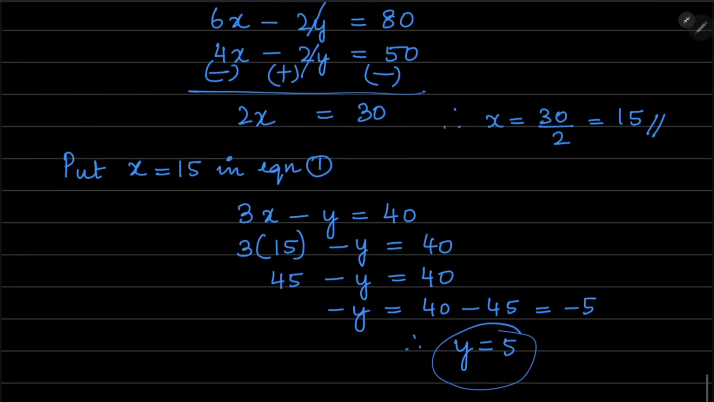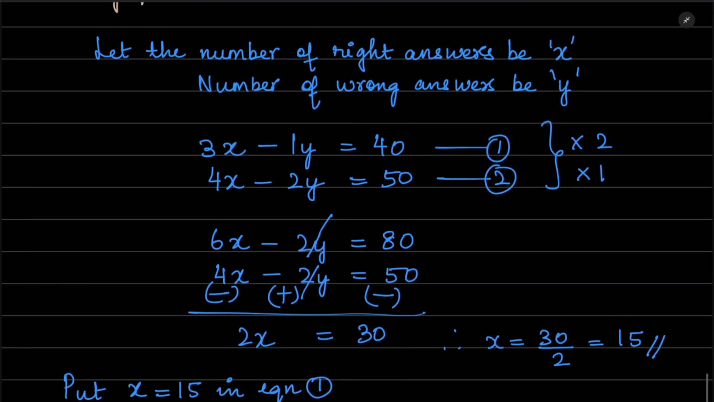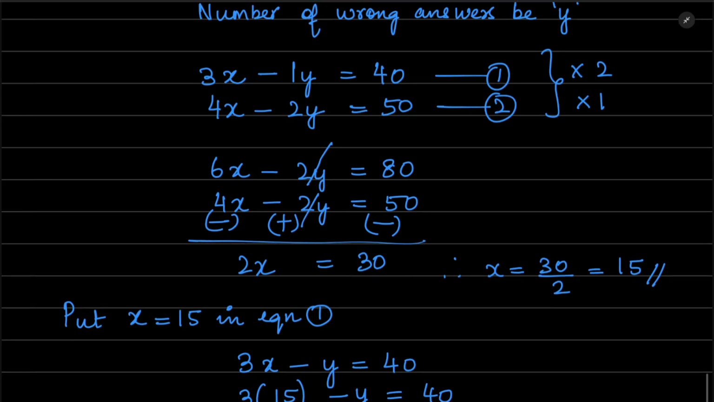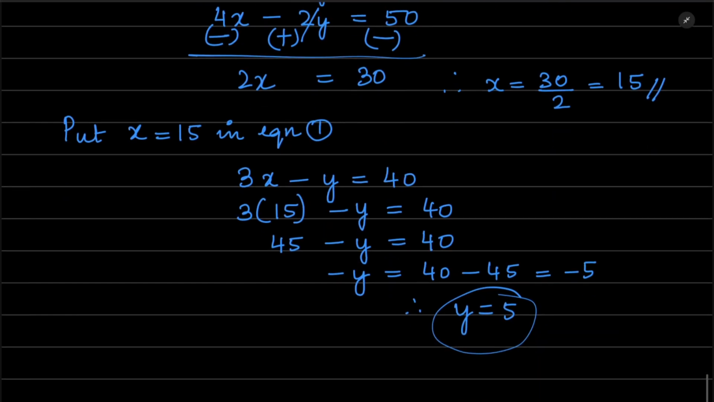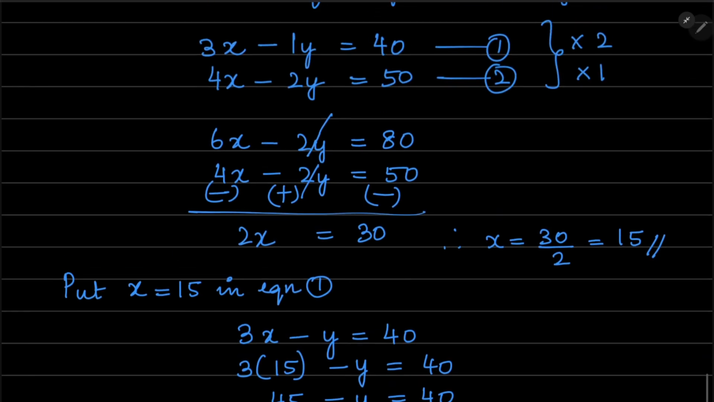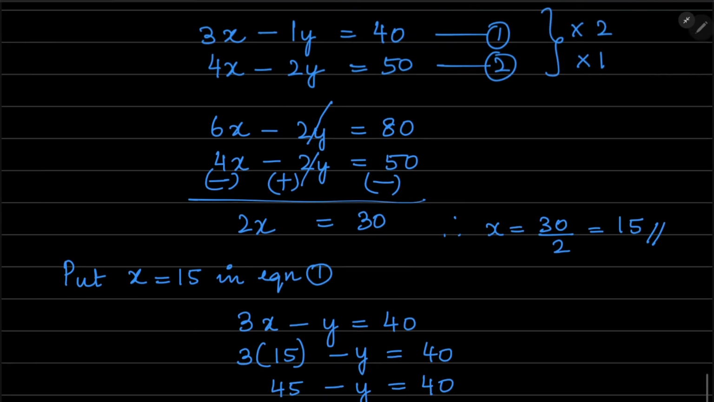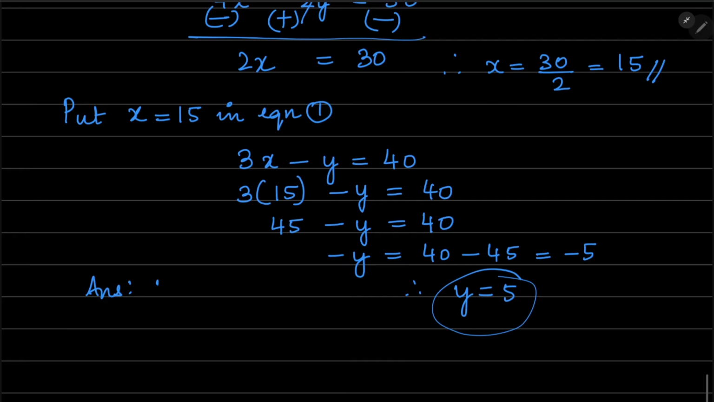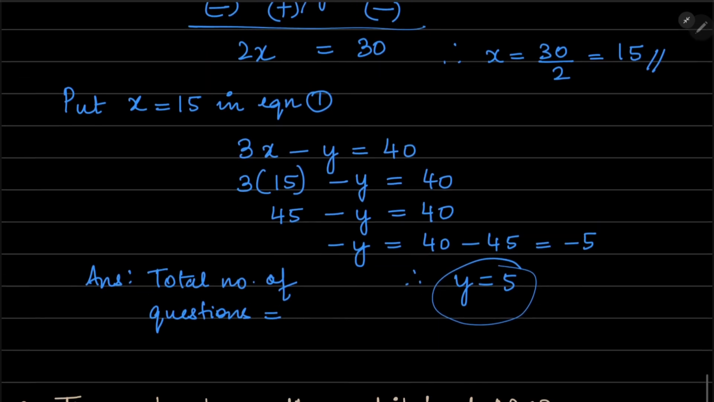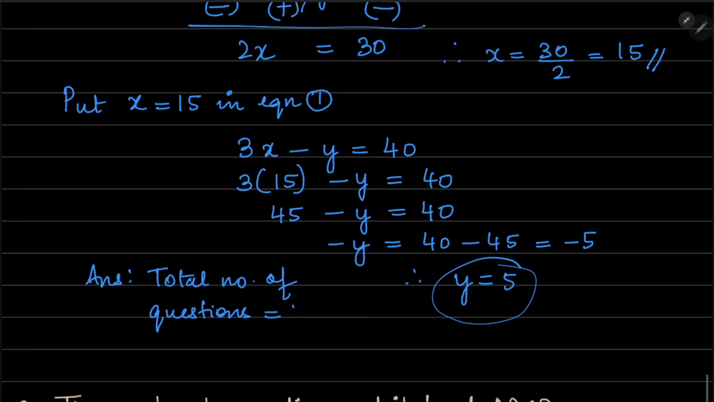So, the number of right answers is x. The number of wrong answers is y. So, how many questions would there be? It is just x plus y. The total number of questions in the test will be equal to x plus y, which is nothing but 15 plus 5, that is 20.